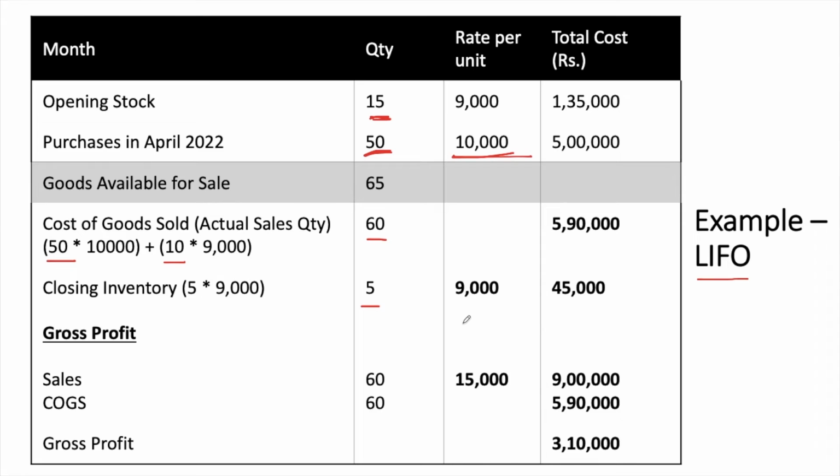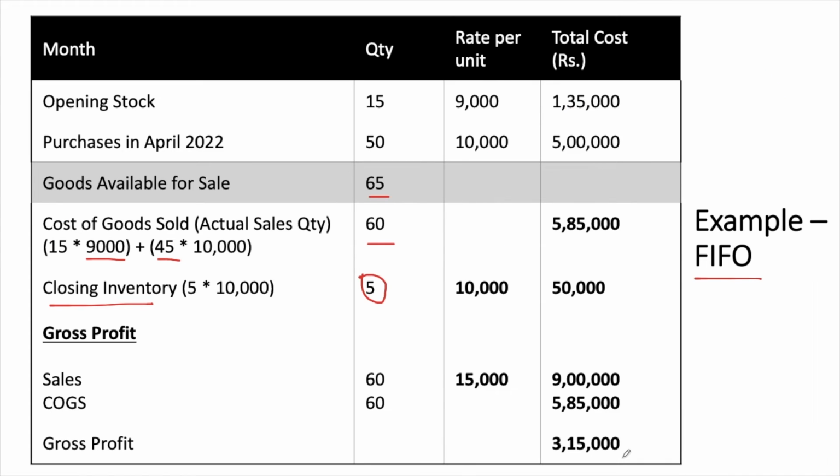The gross profit is sales minus cost of goods sold, sales remaining the same at 9 lakh rupees. Cost of goods sold in this case is 5 lakh 90. We've calculated it here. Gross profit 3 lakh 10. Now if you notice, in our earlier example, the gross profit was 3 lakh 15. Why? Because we were valuing our closing inventory on the most recent purchases. Our value of closing inventory was higher.